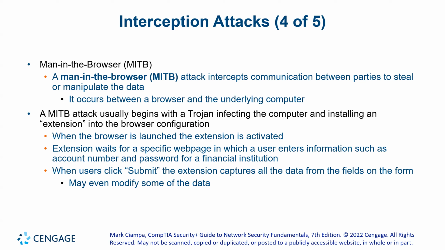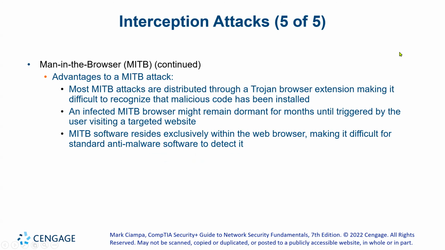The extension waits for a specific web page in which a user enters information such as account number and password for a financial institution. When users click submit, the extension captures all the data from the fields on the form, and sometimes it'll even modify your data. The advantage: most of these attacks are distributed through a Trojan browser extension, making it difficult to recognize that malicious code has been installed. An infected MITB browser might remain dormant for months until it's triggered by the user visiting a targeted website. And MITB software resides exclusively within the web browser, making it difficult for standard anti-malware software to detect it.